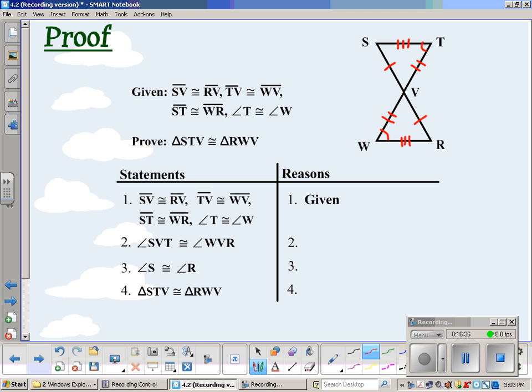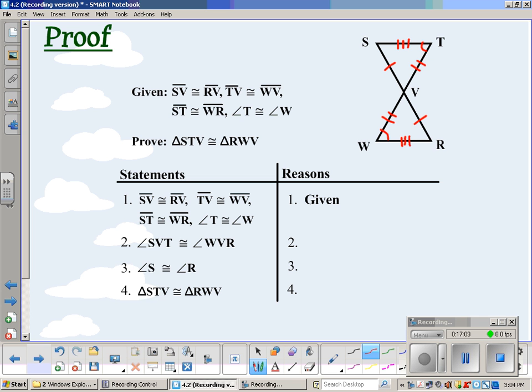So what I have in my two triangles are all three pairs of congruent sides and one pair of congruent angles. So what I need are the last two pairs of congruent angles in order to prove that these two triangles have all of their corresponding parts congruent. So if we look at statement 2, it says angle SVT is congruent to angle WVR. So if you look in the diagram, try to decide what reason would prove these two are congruent.